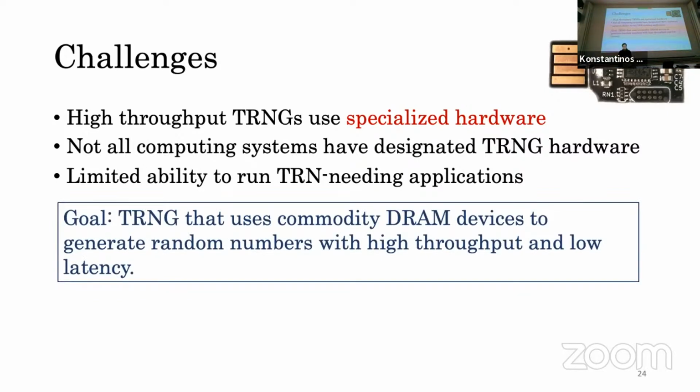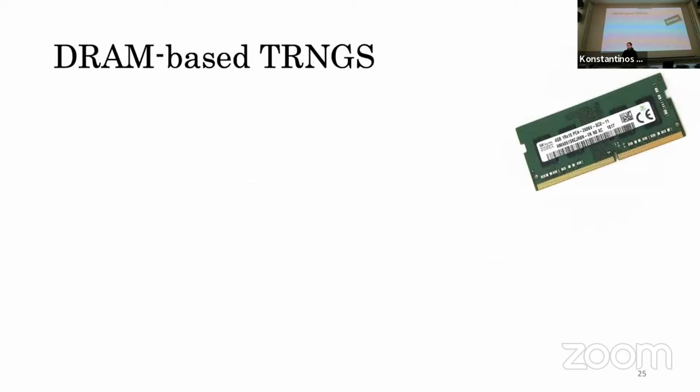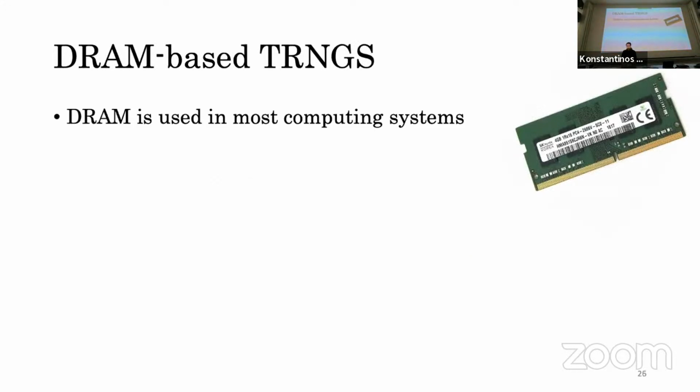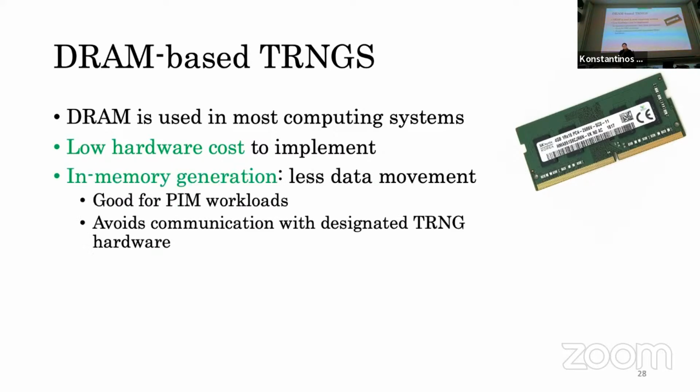The goal of this paper particularly is to design a true random number generator that uses DRAM to generate random numbers with high throughput and low latency. Now, in DRAM, true random number generation has many advantages. Firstly, as a lot of you might have noticed by now, DRAM is pretty omnipresent and a lot of computing systems use it. Secondly, as described in the paper, QUAC-TRNG, the true random number generator, can be implemented at relatively low area cost and hardware cost too, which kind of correlates.